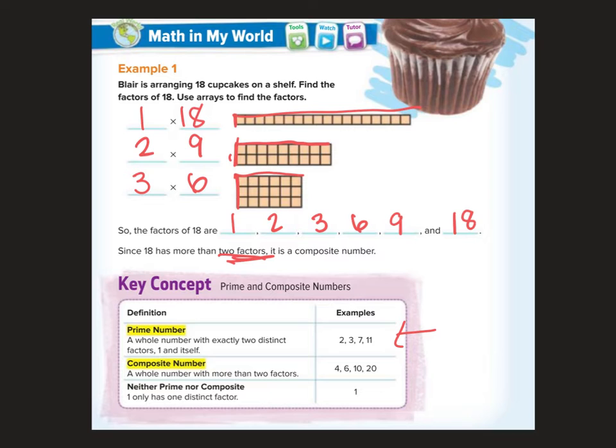Prime numbers are kind of the special ones, and 1 is neither prime nor composite. 1 has only one distinct factor, and that is why it's not prime and it's not composite. It's just kind of its own little deal. That's something important to remember because it'll come up again later.